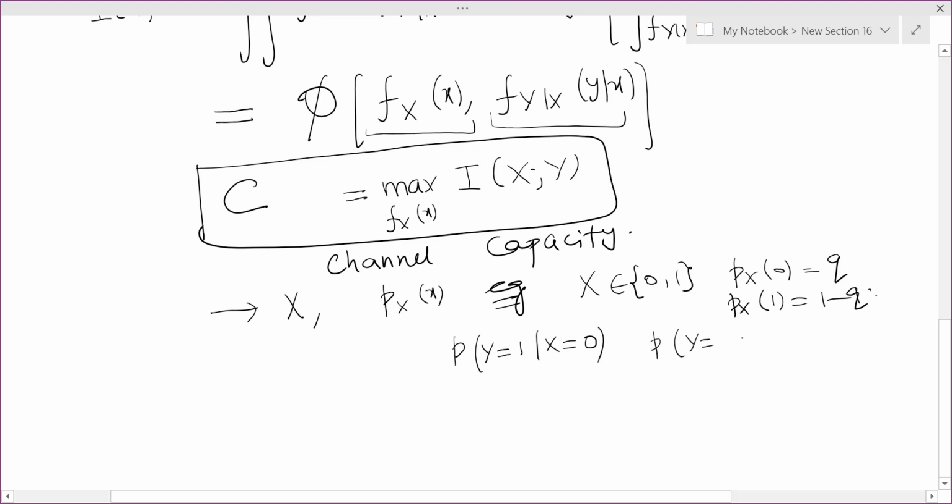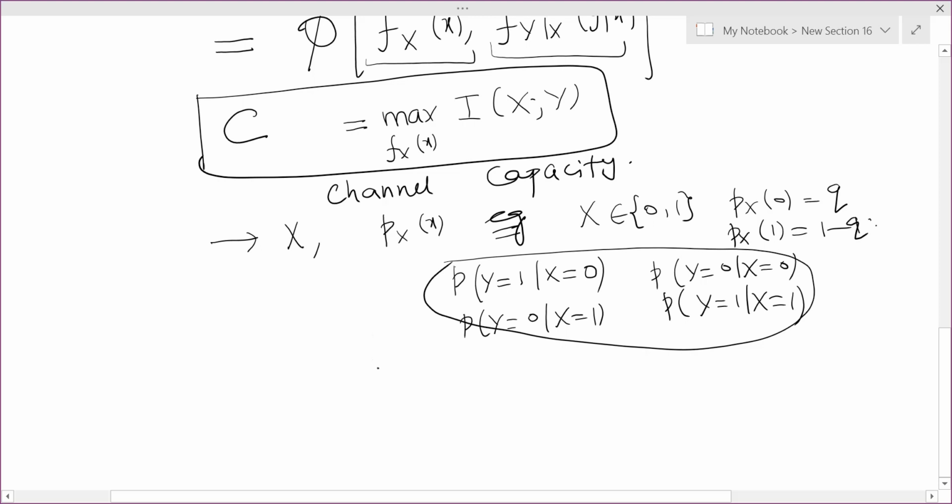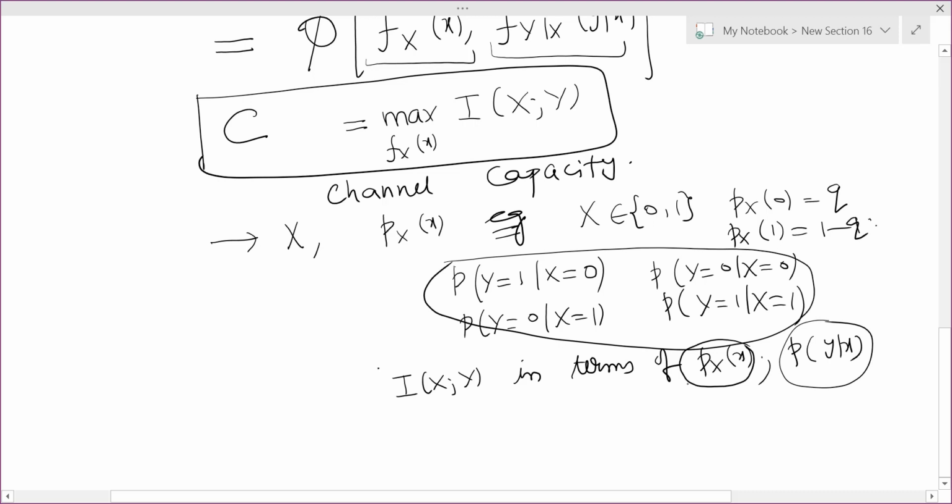Similarly, the probability you get 0 given you have transmitted 0, the probability that it is 0 given you have transmitted 1, and the probability that it is 1 given you have transmitted 1. So these are the conditional probabilities, and they will be given to you. Someone may tell you to compute the channel capacity. What will you do? You will do a very simple thing. You will express I(X;Y) in terms of p_X(x) and p_{Y|X}, and you will take p_X(x) as a variable. p_{Y|X} is fixed, but in p_X(x) you can tune q, and you will maximize I(X;Y) with respect to q.